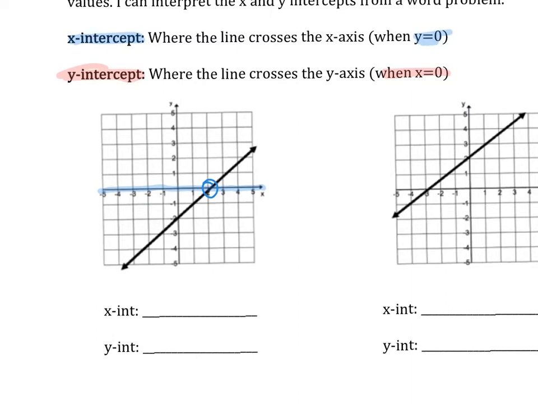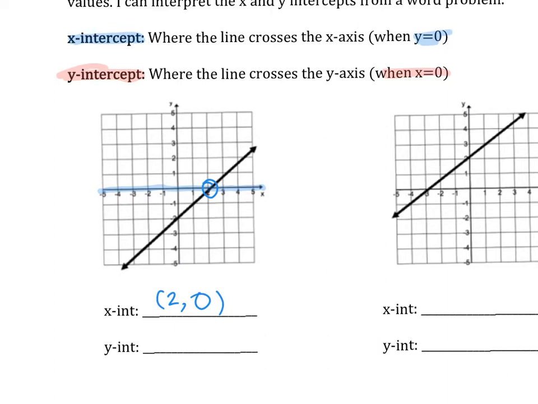Now our x and y intercepts are always points, so we need to write them as a point. Well, we know our x value comes first, and our x value is 2, and our y value is 0 at the x-intercept. So our x-intercept is (2, 0).